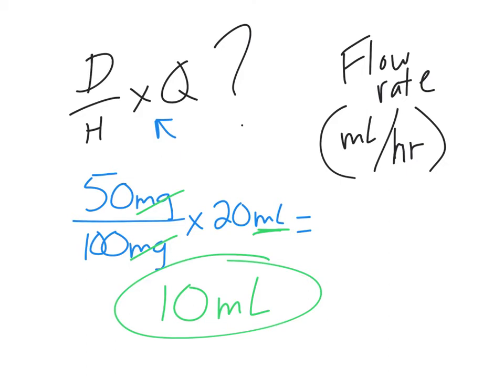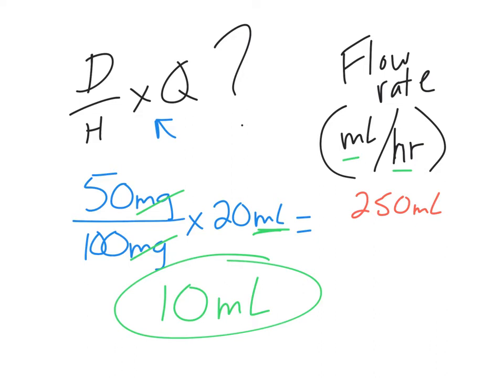Now, the flow rate is going to come from that order that said it's 50 milligrams, but it's diluted in 250 milliliters. Remember, milliliters per hour, that's all we need. We need the total amount of milliliters that's going to be given, which is 250 milliliters.